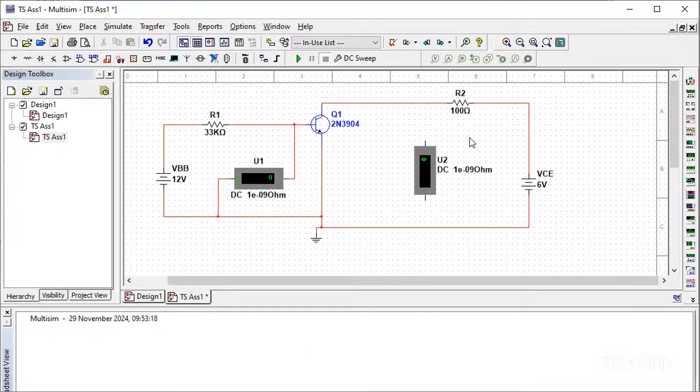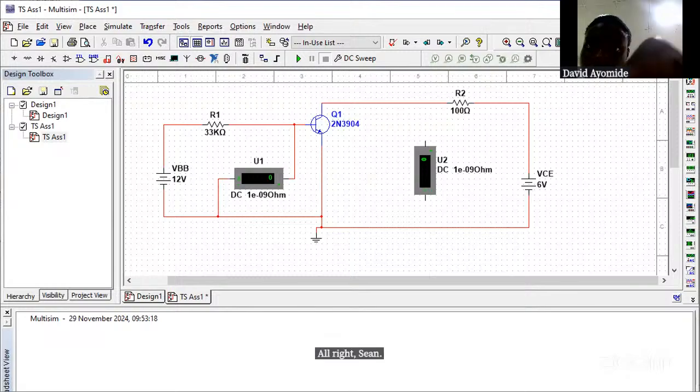So what you are varying is VBB and VCE. That's what you are varying. Then you find your readings and plot your graph. So send it to me by Tuesday next week in a single file. Don't send two files. Copy everything to Word and send it to me in a single file. Your name, matric number, and department. All right, sir. Okay, bye-bye.